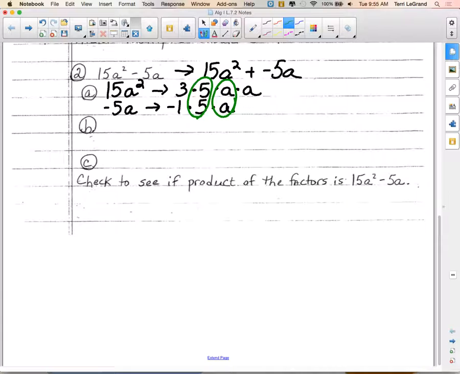So we are going to say that the GCF of these two terms is what? What do they each have? They each have a 5A. So there's one of our factors right there. So right now we could really go down here and say, you know what? One of our factors is 5A.